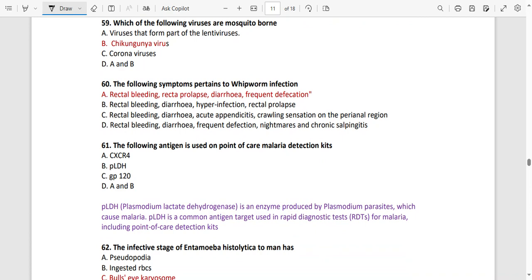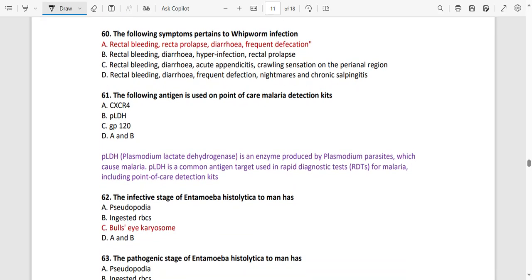Which of the following viruses are mosquito borne? Remember, we said that the viruses that are carried by mosquito are arboviruses, and we mentioned that chikungunya virus is an example of an arbovirus, which are carried by arthropods.